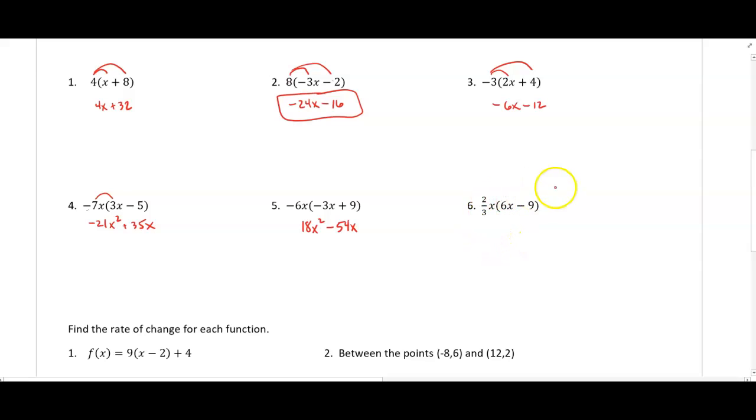When we involve fractions, remember when I do 2/3 times 6, I'm going to put 6 over 1, and I'm going to multiply the numerators. 2 times 6 is 12, over 3 times 1 is 3, and that simplifies to 4. So 2/3 x times 6x is going to give you 4x squared. Now, 2/3 times 9, that's going to give you 18 over 3. And a positive times a negative is a negative. That's going to give you 6x. And that's what we get. Okay?